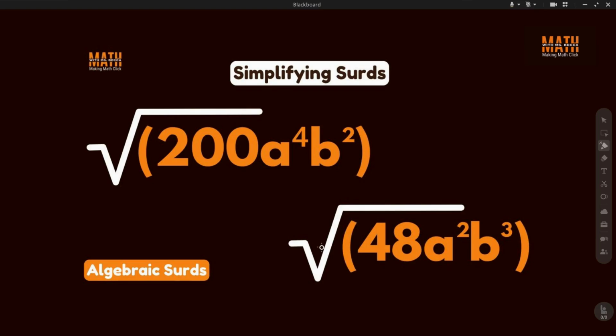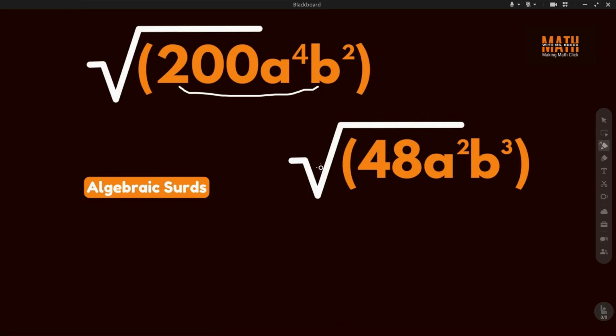And what is an algebraic surd? An algebraic expression is a combination of numbers and letters. So as you can see in this question, we have a combination of numbers and letters, and that's what makes this one an algebraic surd. So how do we simplify this? Let's start with the first one.